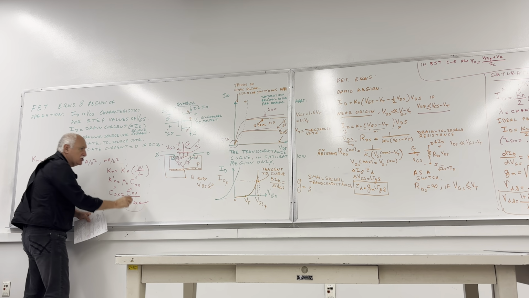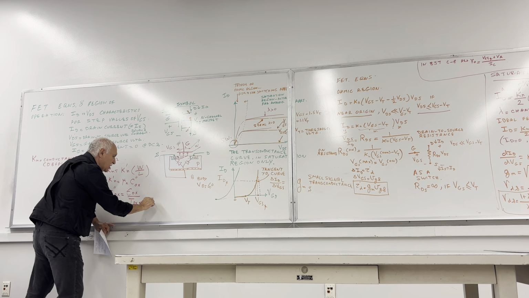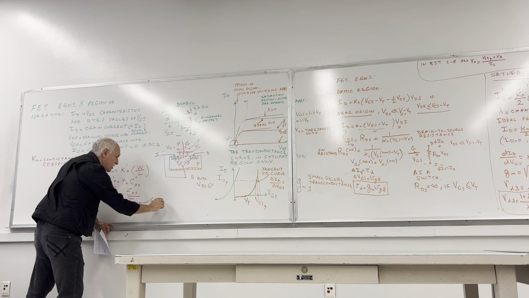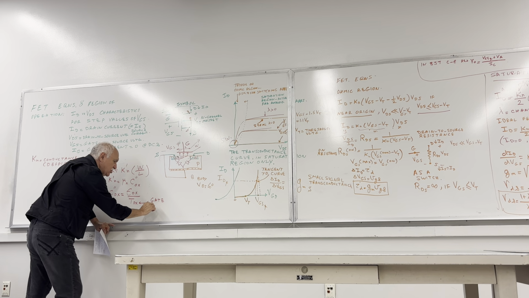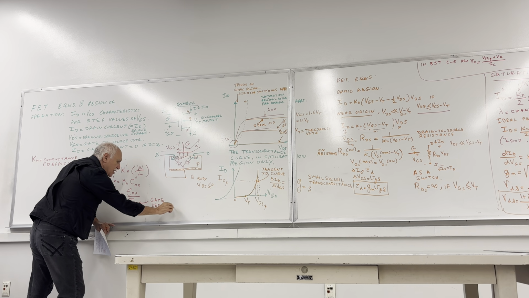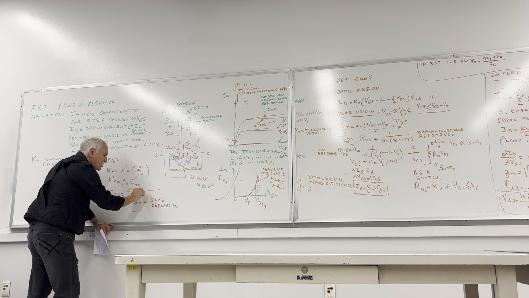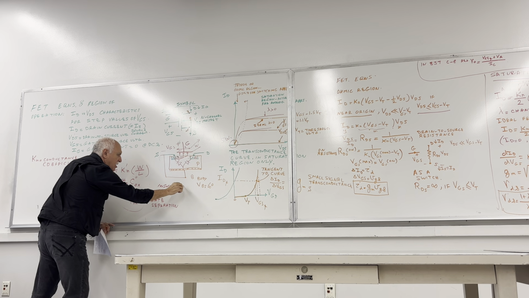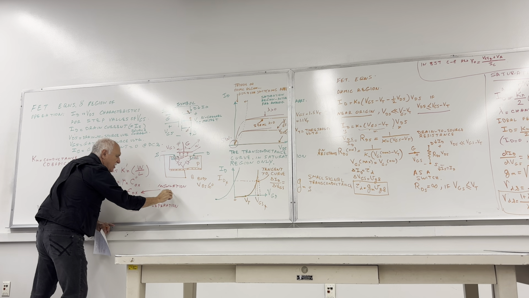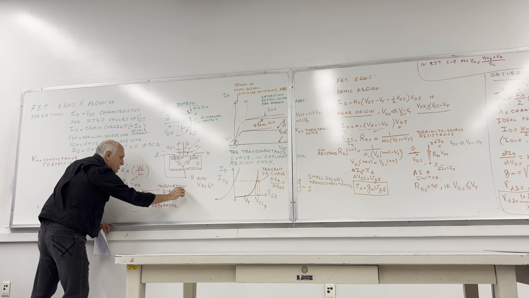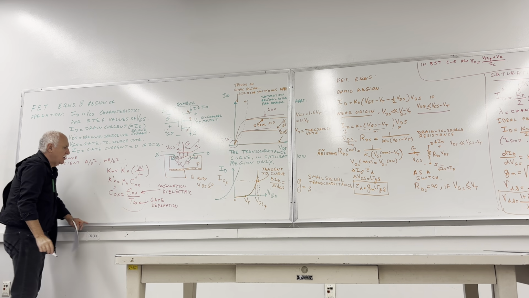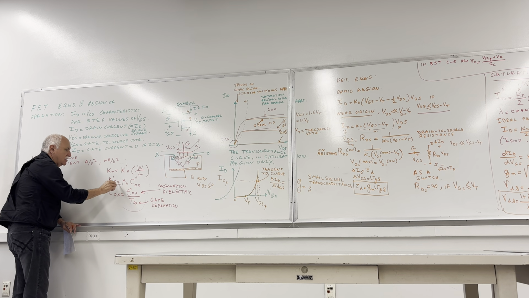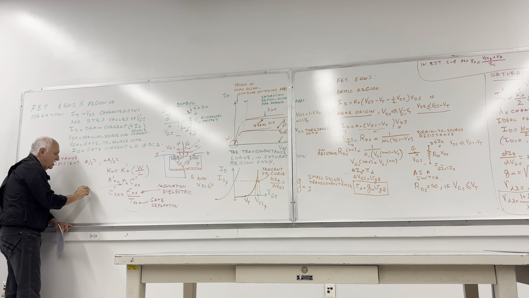T OX is the gate separation, epsilon OX is the insulation dielectric, and mu N is the N-type mobility.